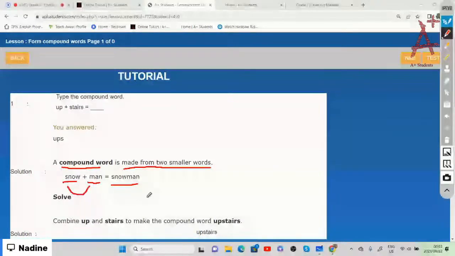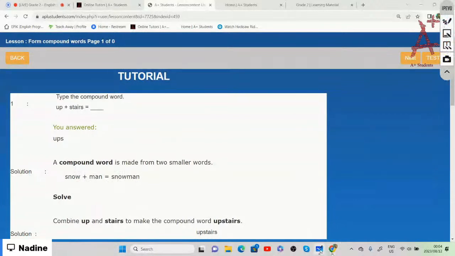So snow plus man equals snowman, because we joined those two words, and now we get our bigger word, which is snowman. They're two words that we basically put together. So that is a compound word that is made up of two smaller words, two smaller words that make a new meaning.